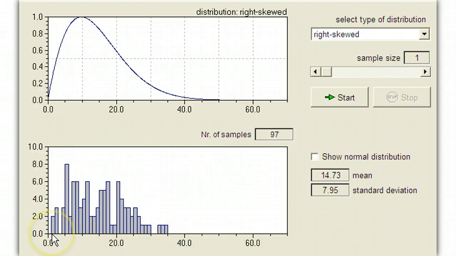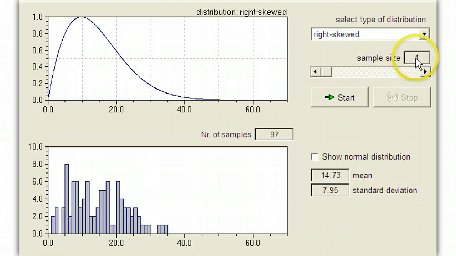something down here around 1 has occurred twice, and then maybe 3 has occurred 3 times. This has occurred 3 times, this has occurred 8 times already, this has occurred 6 times, and so on and so on. 19 or 20 here has occurred 1 time. So the heights of these bars are recording how many times a sample average has occurred.